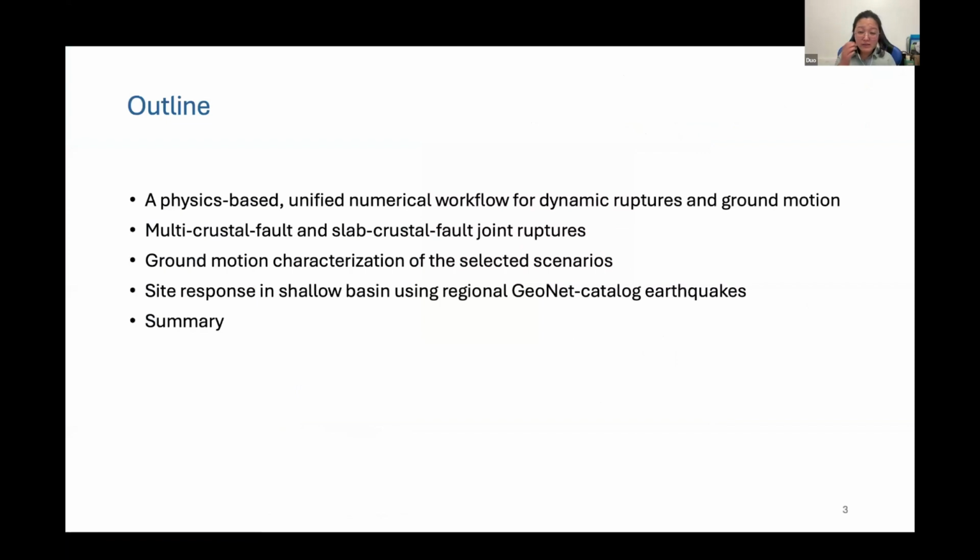So this is the outline of the presentation I'm going to give today. First, I will briefly introduce the physics-based and unified numerical workflow. And I will show some cases that involve multi-crustal fault and slab-crustal fault joint ruptures. I will also analyze the ground motion characterization from the selected synthetic scenarios. And we can reproduce some set response and validate with regional seismic records to confirm the model setup is correct.